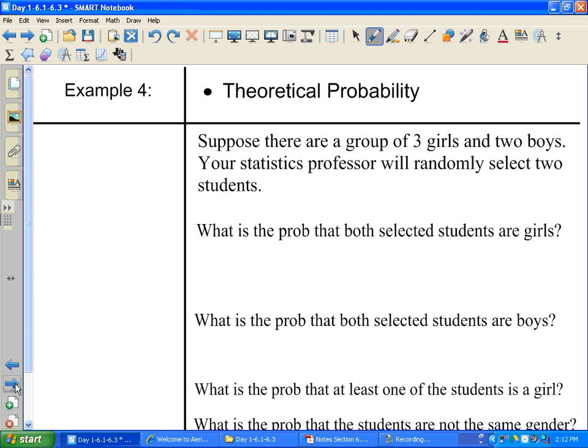And now what's going to happen? What is the probability that both students are girls? So that means I reach into the bucket and I pull out a girl. And then I reach into the bucket and I pull out another girl. Question is, how do we find this? You guys actually have done these things before. You just didn't know it. We'll formalize it right now.